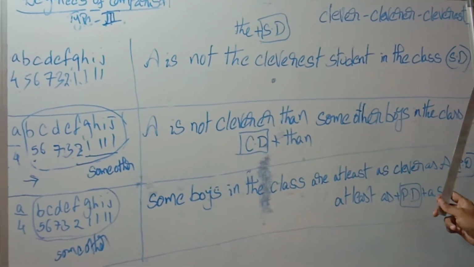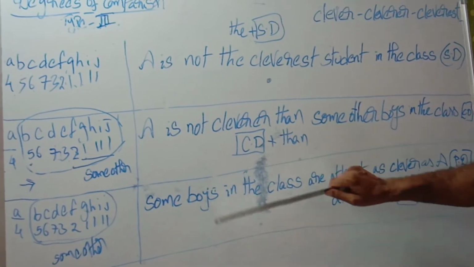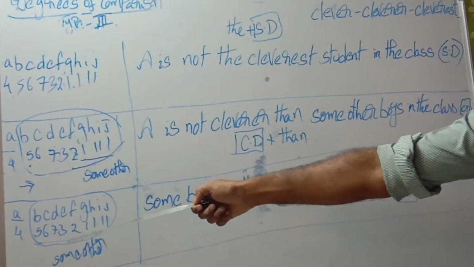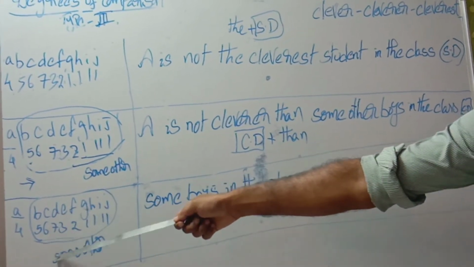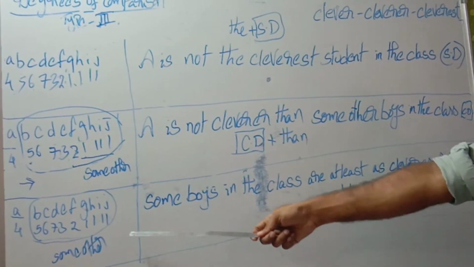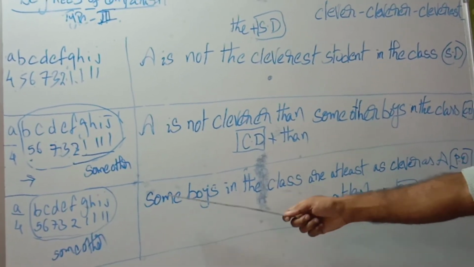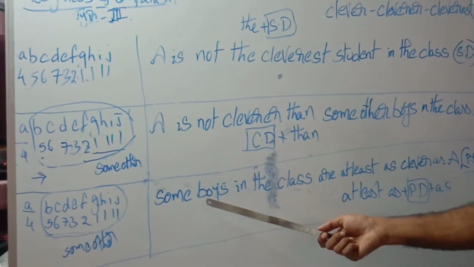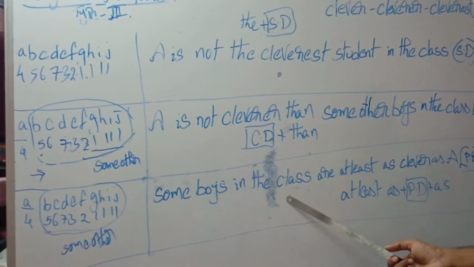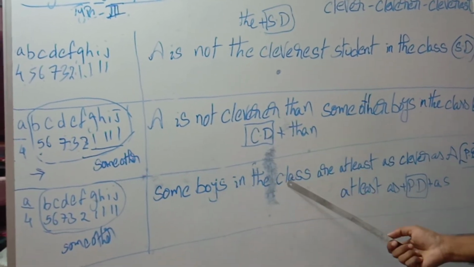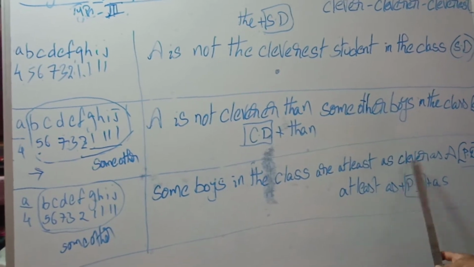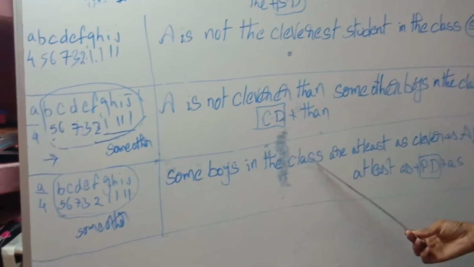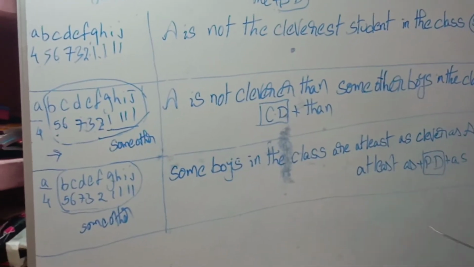This is comparative degree. Now coming to positive degree. For positive degree we have to start from this side. A got fourth rank. The remaining 5, 6, 7, 3, 2 got other ranks, so we can call this also some other students. I have written boys; make that students. Some other students in the class, let them be boys. Some other boys in the class are at least as clever as A.